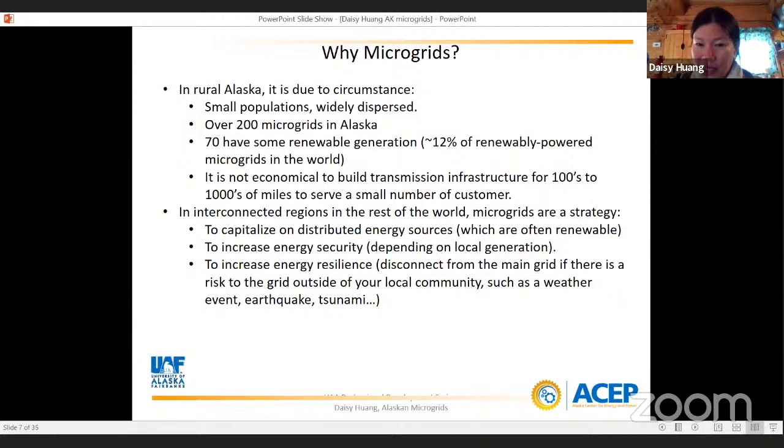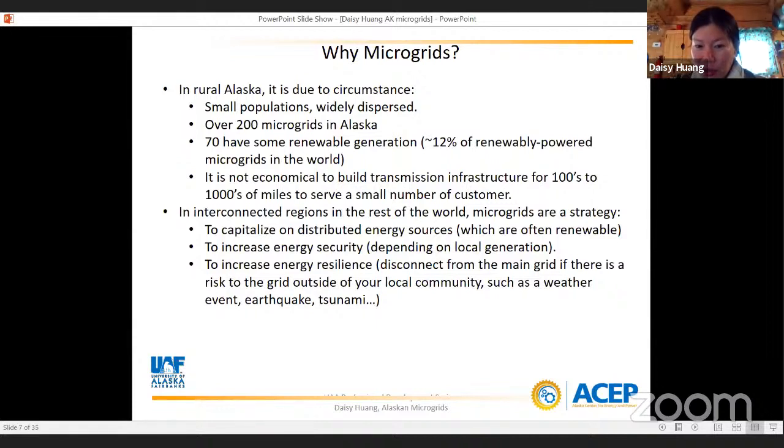So each community here is islanded both electrically and they're not on the road system for the same reason. Nobody builds roads for thousands of miles over permafrost and tundra and mountain passes for like 200 people. That's just not done. But in the rest of the world, microgrids are not required by circumstance. They're actually a strategy to capitalize on distributed energy generation.